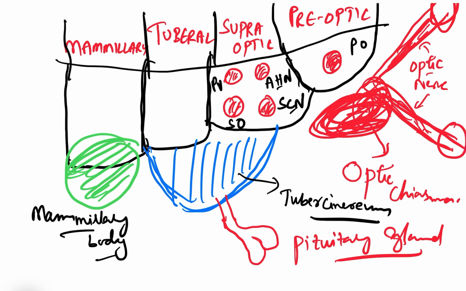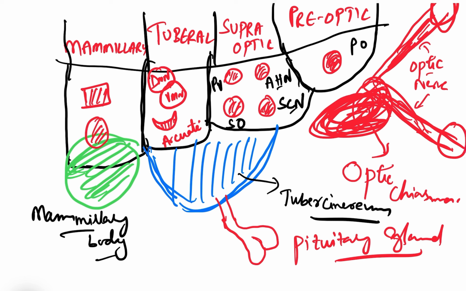Similarly, in the tuberal region, there is an arc-like nucleus, that is the arcuate nucleus, a very important nucleus. Then we have the ventromedian nucleus and dorsomedian nucleus in the tuberal region. Then in the mammillary region, there are 2 important nuclei: one is the posterior hypothalamic nucleus, another is the mammillary nucleus. I am just writing the short form. Already we have described this in detail in our anatomy lecture in the previous video. So you can see there is 1 nucleus in the preoptic region, 4 in the supraoptic region, 3 in the tuberal region and 2 in the mammillary region.